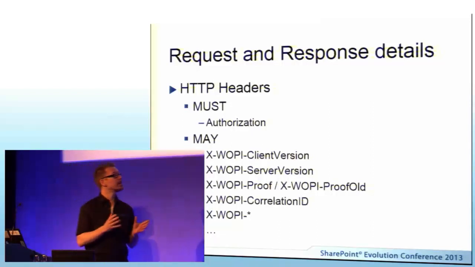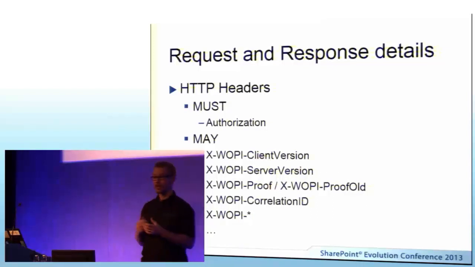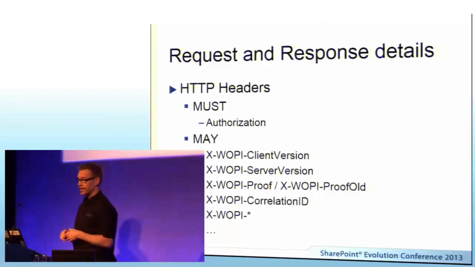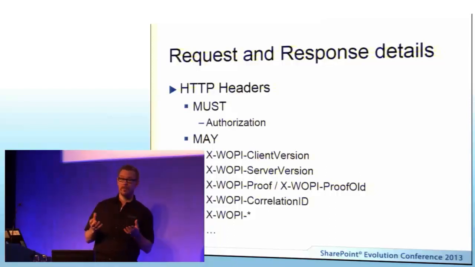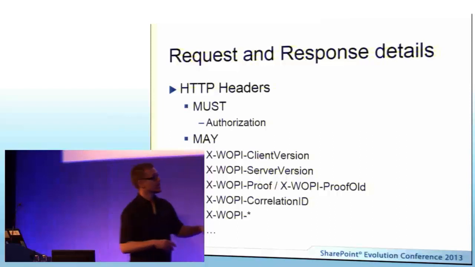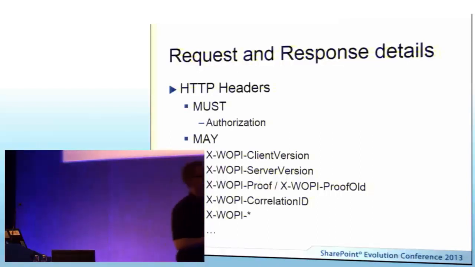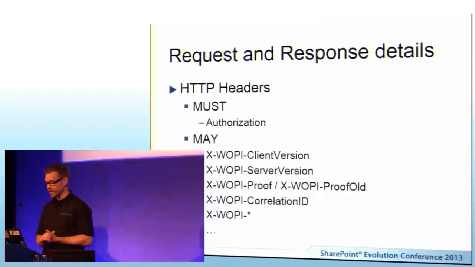Then there are a lot of MAE headers that can be sent: client version and server version. There's a correlation ID, there's a client machine name for debugging purposes. And then there is also this X-WOPI-Proof and the Proof-Old. We're going to talk about it in a couple of seconds.